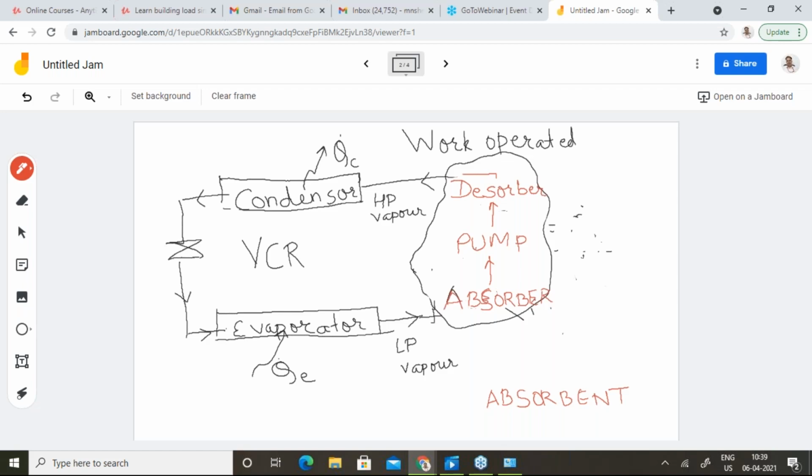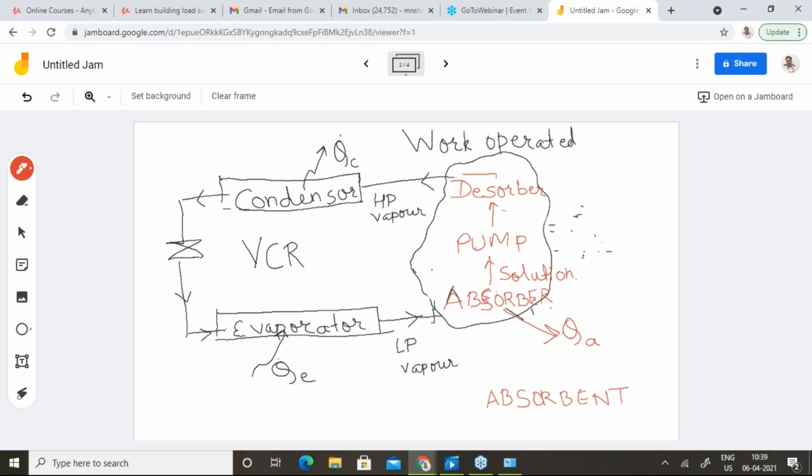So what we will be getting over here is a solution, and because this solution is formed, similar to what happens in a condenser in a way, the heat would be rejected. This heat has to be rejected by the absorber, and the low pressure vapor is absorbed.